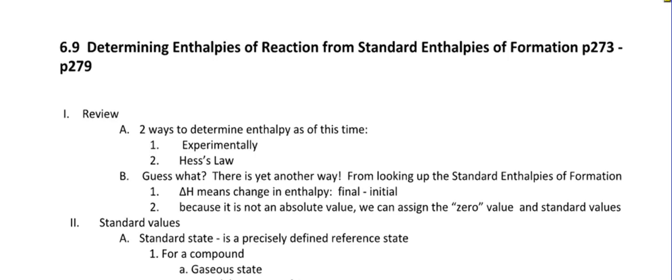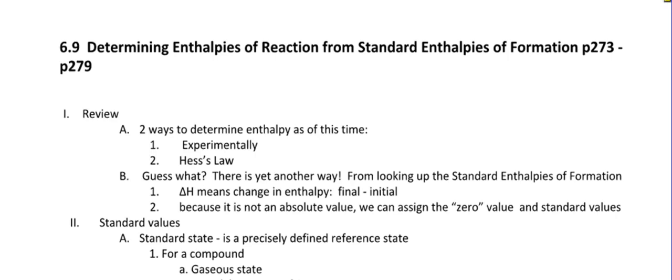Okie dokies, I hope you have it. So delta H again means a change in enthalpy, or a final enthalpy minus initial. Remember, delta anything is final minus initial. So we're actually going to use that idea in this section. And it says H is not an absolute value. We can assign a zero value in standard values. So it's all relative to one another.